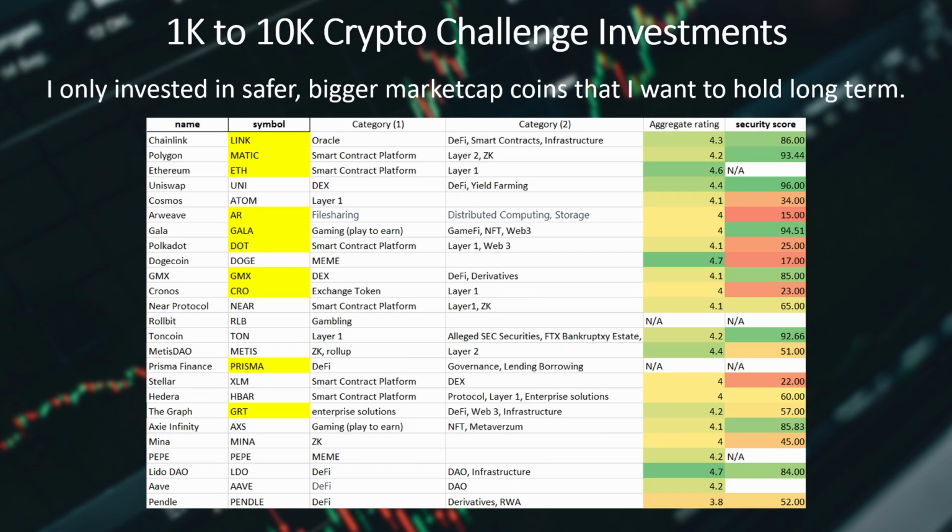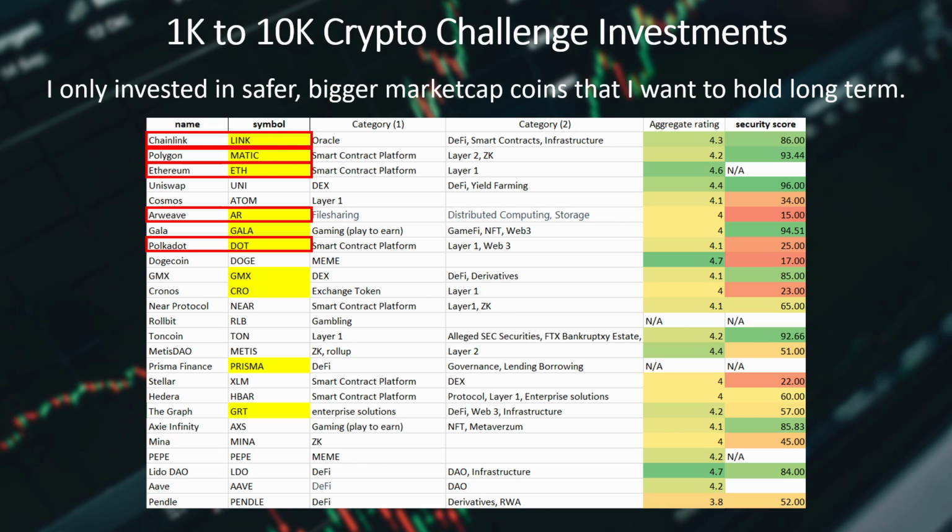Then from the remaining coins, I chose a few that I am comfortable investing in even in these market conditions, meaning I am comfortable holding them even if they have a 50 to 80% drop in price. And these coins are Link, Ethereum, Matic, Polkadot, and Arweave.